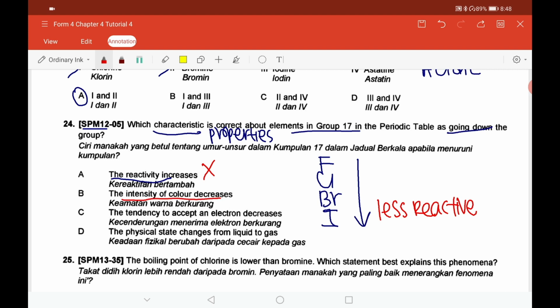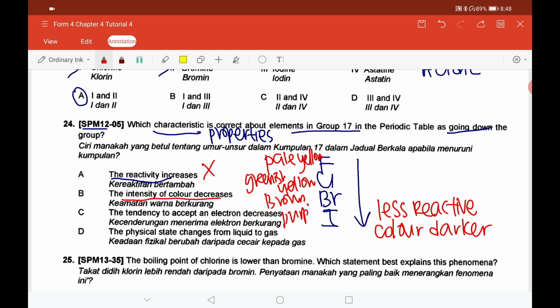B, intensity of color decreases. Intensity of color means how dark the color is. Going down the group, the color should become darker, because fluorine is pale yellow, chlorine is greenish yellow, bromine is brown, iodine is purplish black. So going down the group, the color gets darker. When the color gets darker, the intensity should increase, but they say decreases. So the answer is wrong.